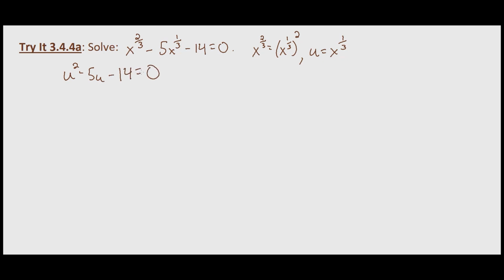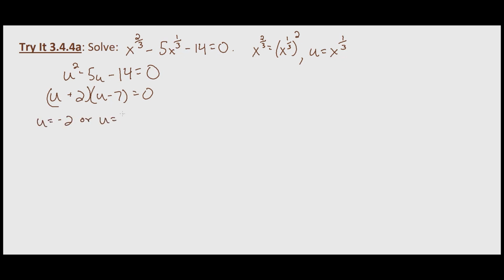And then we look at, will it factor? Are there any two numbers that multiply to negative 14 that add to negative 5? Well, 7 times 2 equals 14, and if the 7 is negative, negative 7 plus 2 is negative 5. So this will factor to u minus 7 times u plus 2 equals 0. And again, that's 2 times negative 7 is negative 14, and negative 7 plus 2 equals negative 5.